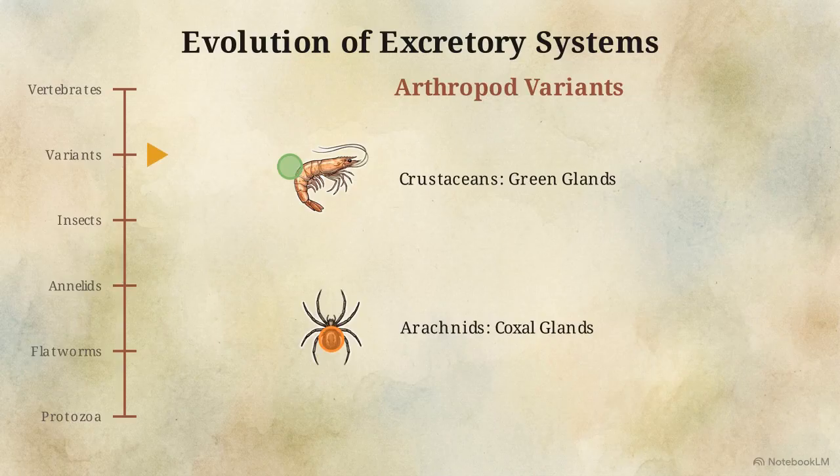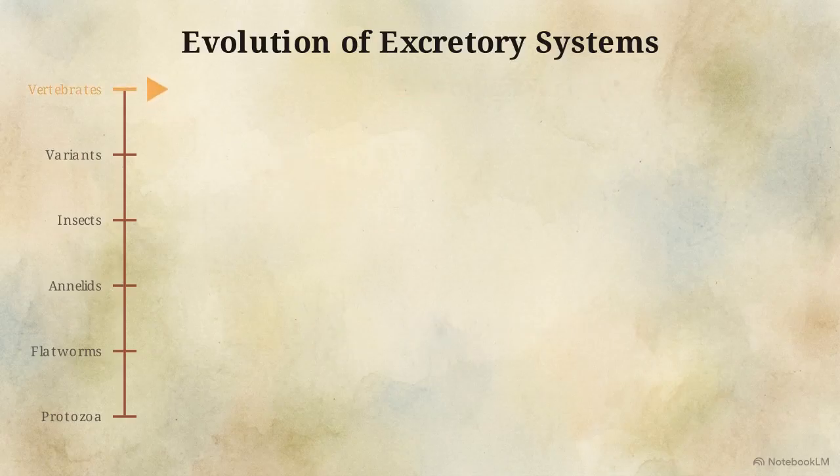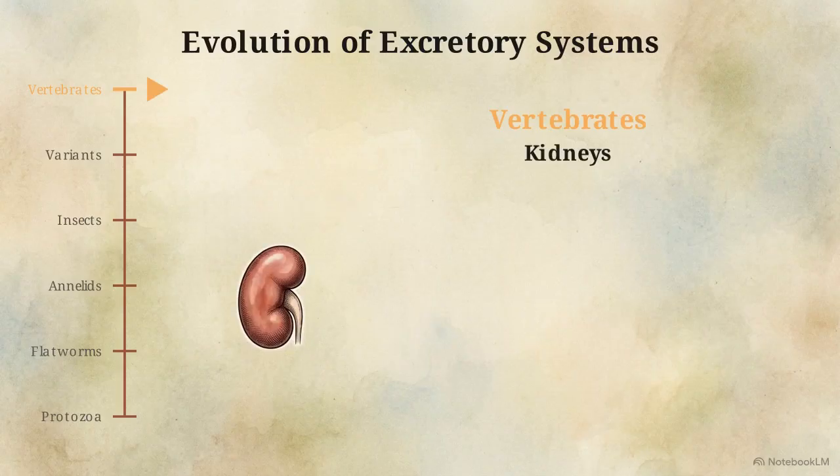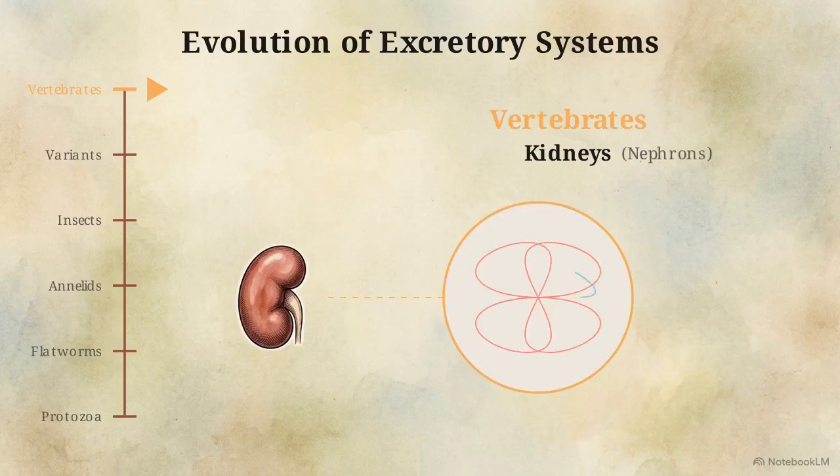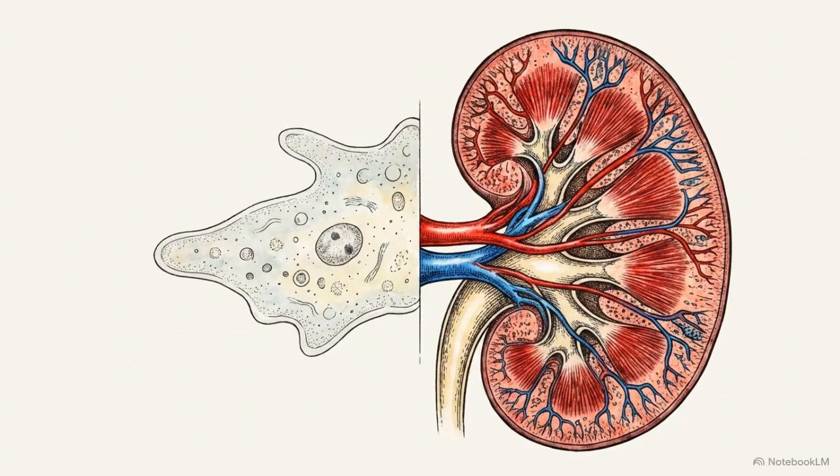You must note two specific arthropod variants. Crustaceans, like prawns, rely on green glands. Arachnids, like spiders, rely on coxal glands. Reaching the top of the ladder with vertebrates, including fish, birds, and humans, we find the kidneys, macro organs driven by a highly complex network of microscopic nephrons performing continuous blood filtration. The evolutionary record of animals tracks a direct line from basic membrane diffusion to highly engineered, pressure-driven filtration organs.